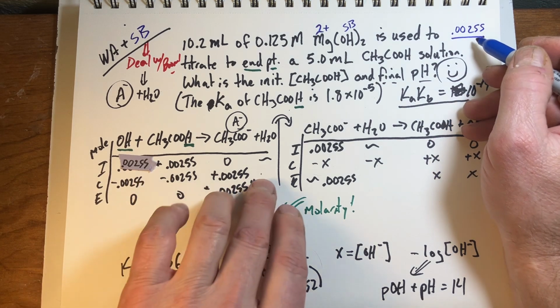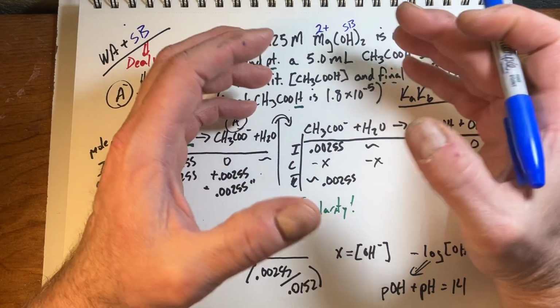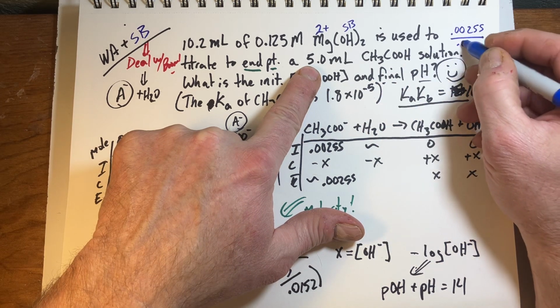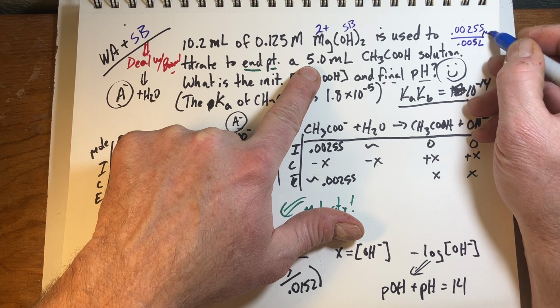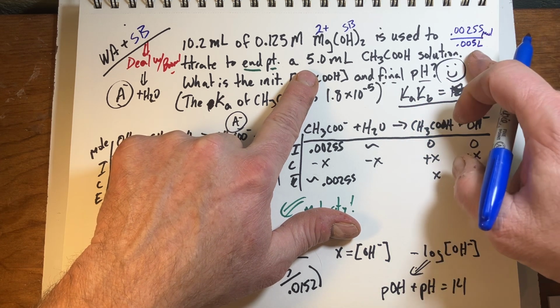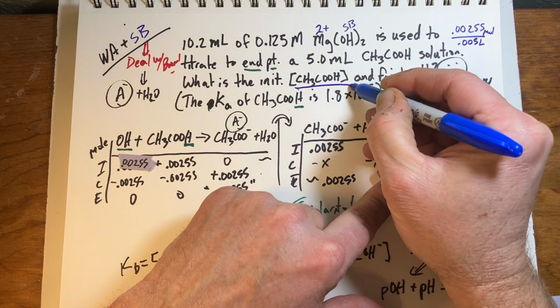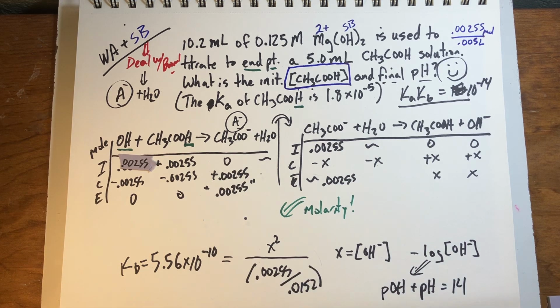We're going to divide that by, we want the initial, so we're not going to take the total volume like we did here. It's just divided by the 5, but we change it still to liters. That would be moles per liter. We just have 0.00255 divided by 0.005, and that would give us our initial molarity of the acetic acid.